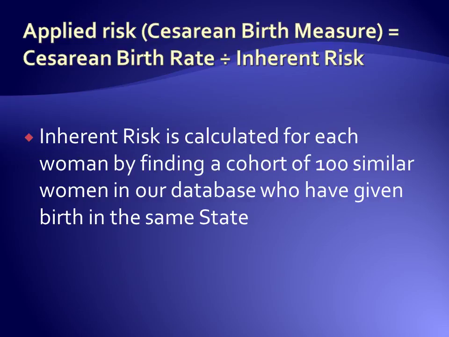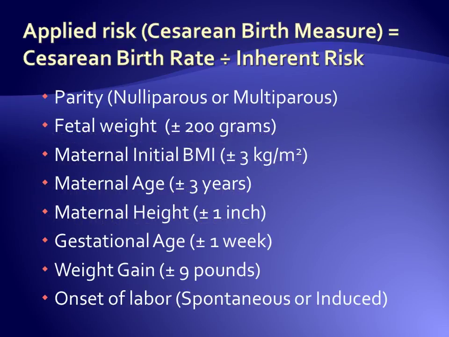Inherent risk is calculated for each woman by finding a cohort of 100 similar women in our database who have given birth in the same state. Or in other words, the inherent risk for a woman giving birth is assigned based on what has already happened to 100 women just like her. Similar means that the cohort of women will be similar in these 8 characteristics. This is how the Birthrisk Cesarean Birth Measure accounts for all 8 of these risk factors. Contrast this to other cesarean birth measures that only account for age, parity, or perhaps nothing at all.